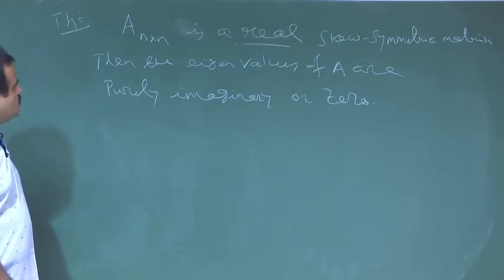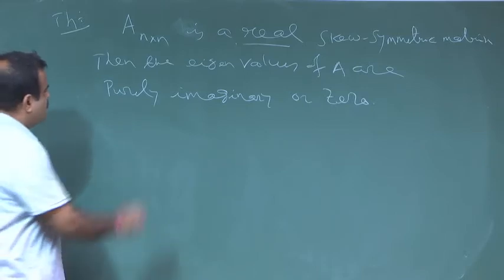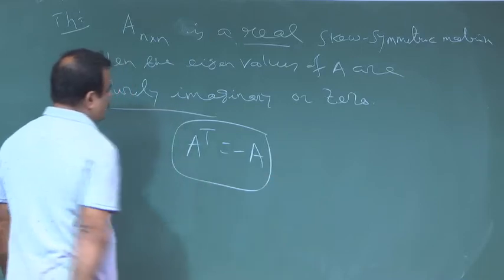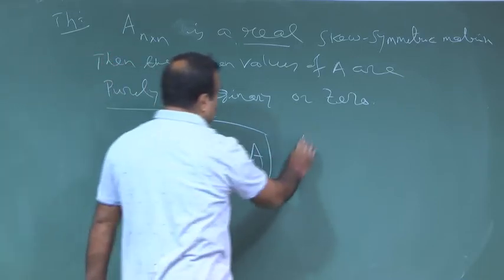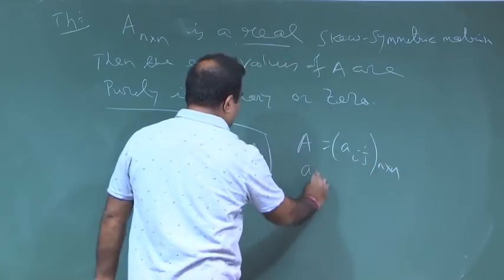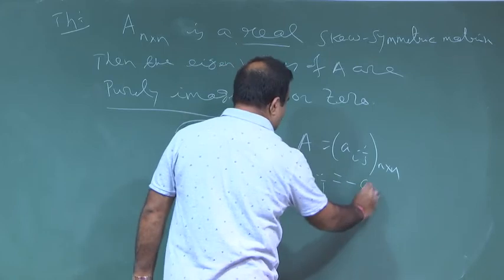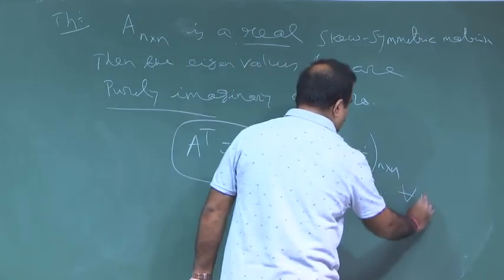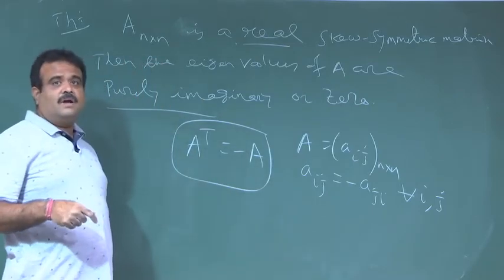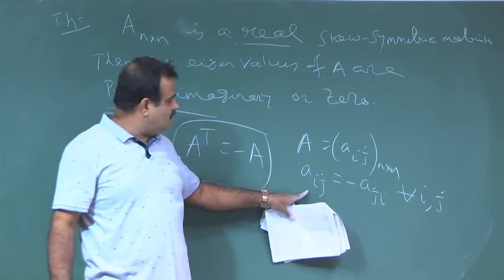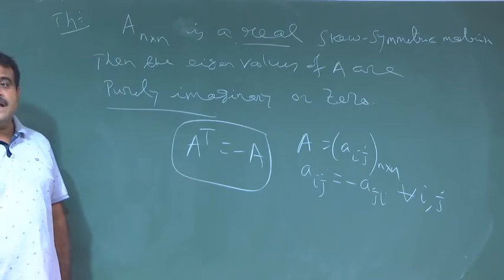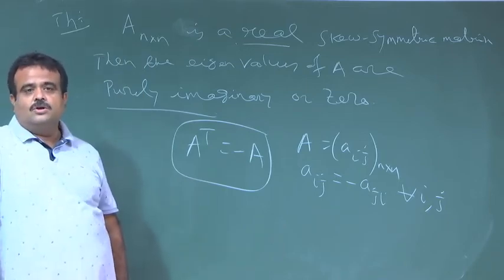So, what is a skew symmetric matrix? A skew symmetric matrix is one where A transpose equals minus A, that is the definition. That means if A is (a_ij) n cross n, then a_ij must be equal to minus a_ji, and this is true for all i and j from 1 to n. So for the diagonal elements, where i equals j, a_ii equals minus a_ii. So that means 2 a_ii equals 0, so a_ii equals 0.